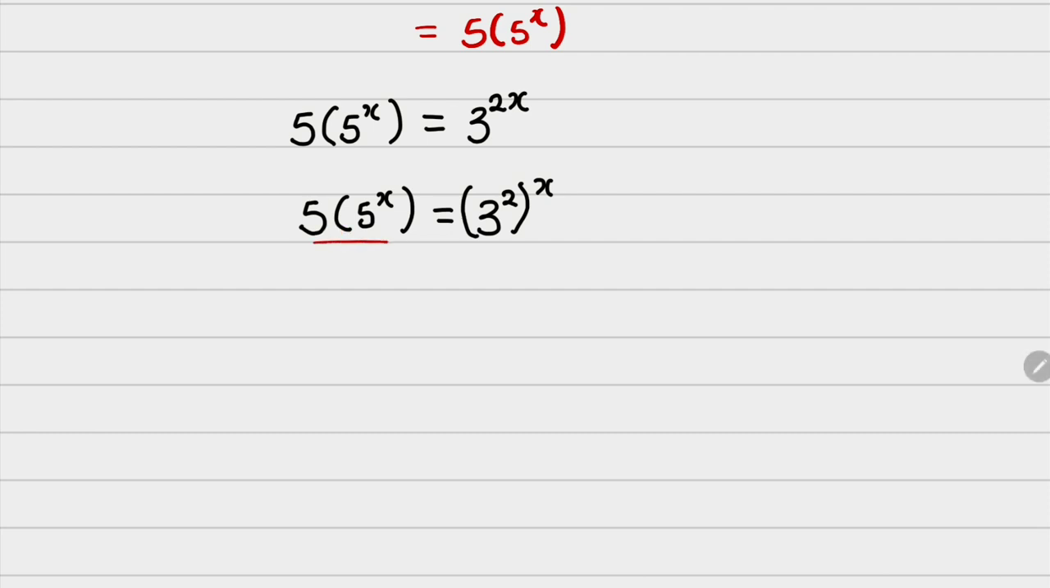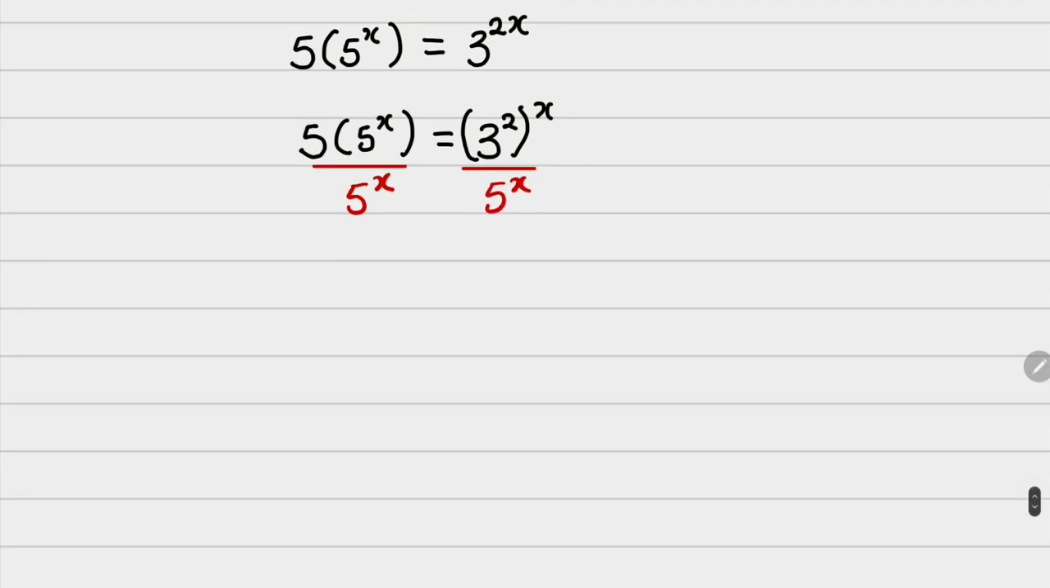I'm going to divide this by 5 raised to power x. I'll divide this by 5 raised to power x. Okay, so therefore I'm going to have 5 is now equal to 3 raised to power 2, all raised to power x, then all over 5 raised to power x. But there's something interesting here. And what is the interesting thing? Before I go there anyway, this can be written as 9 raised to power x all over 5 raised to power x.